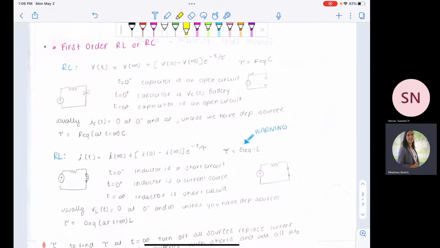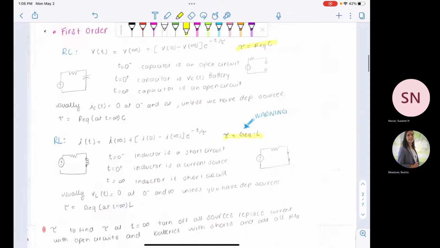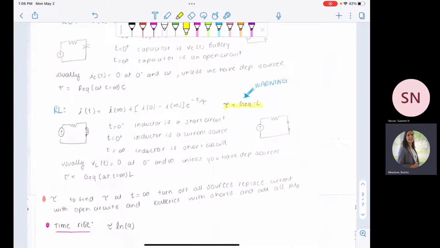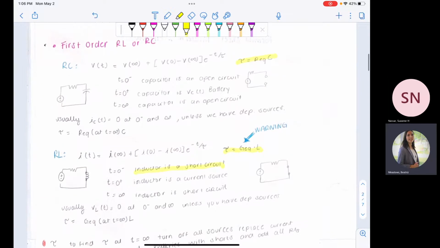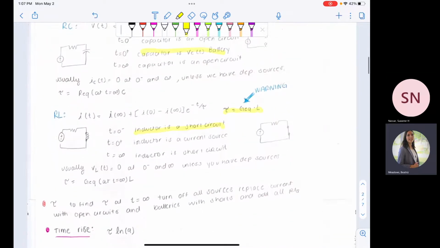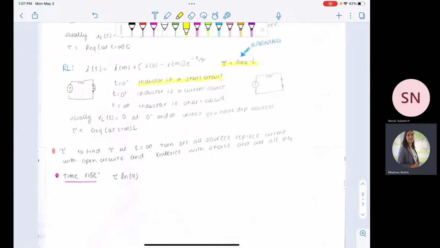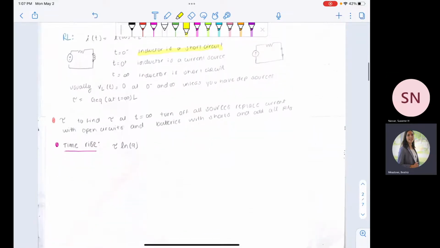So this is what helped me solve those problems. I even give you what your tau is, because one thing that tricked me for the tau of the RL network is that you use the conductance instead of the R. These are also helpful: at t equals 0 minus in an RL circuit, your inductor is a short circuit. It's not an open. In case you haven't memorized that yet, that's what is happening. If you want, go over this video later and write those down.